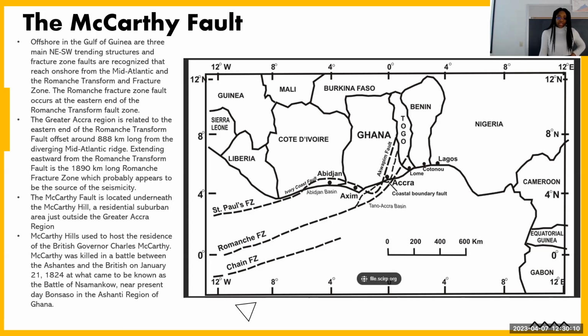As I mentioned earlier, McCarthy Fault is located underneath the McCarthy Hill, just outside the Greater Accra region. So it's somewhere around here. So I suppose you could call it the Aquapim Fault, but we call it the McCarthy Fault. McCarthy Hills is named because it used to host the residence of the British governor, Charles McCarthy. He was killed in a battle between the Ashantis and the British on January 21st, 1824, at what came to be known as the Battle of Nsamankau, near present-day Bon Sasso in the Ashanti region of Ghana. Honestly, yay Ashantis, in my humble opinion.